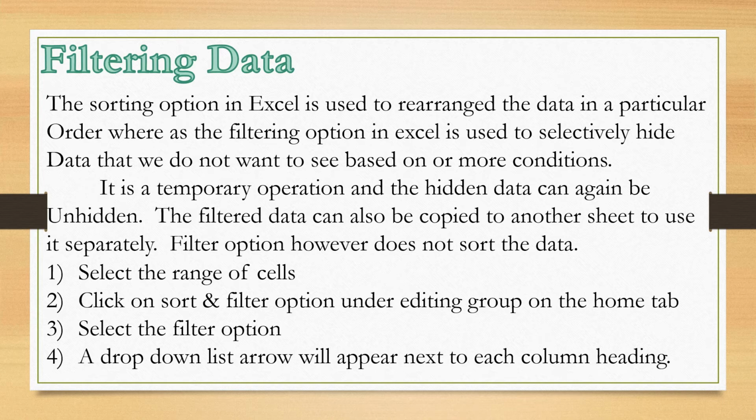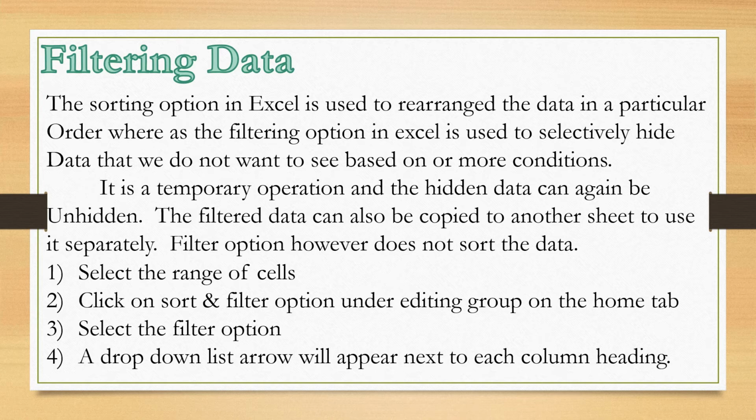That hiding of the data can be done based on conditions, and filtering data is a temporary operation, and the hidden data can again be unhidden. That means the hidden data can again be displayed on the screen. The filtered data can also be copied to another sheet in order to use it separately. When it comes to filter and sort options, the filter option however does not sort the data. Now let us see how to filter the data.